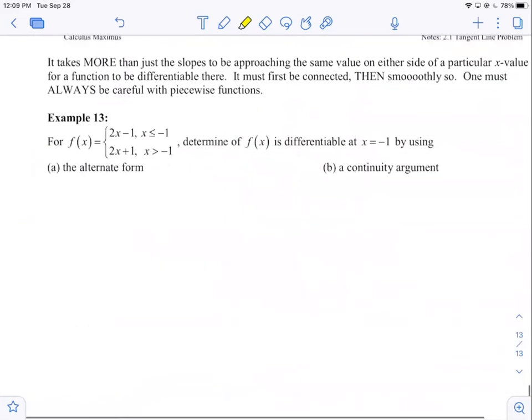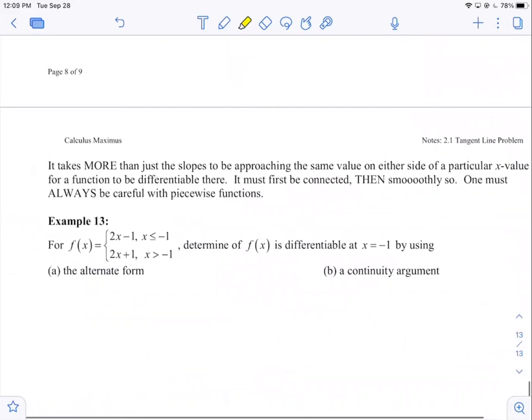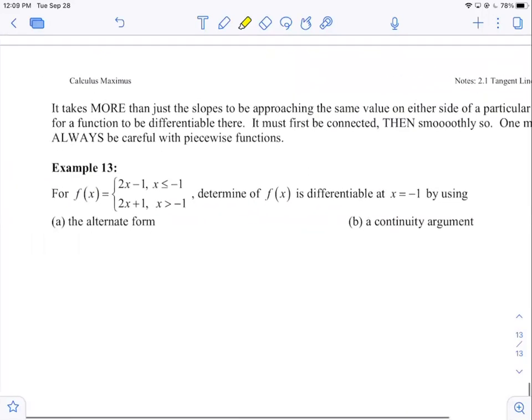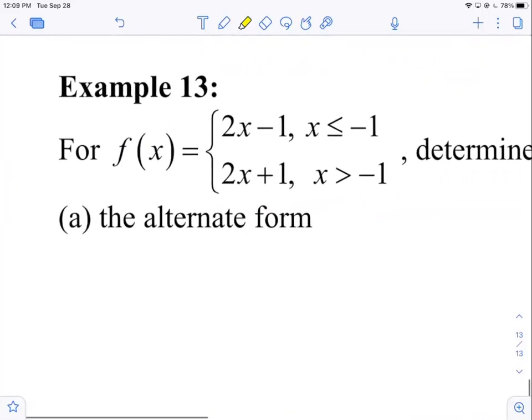All right. So let's look at example 13. It says for f of x equals that, determine if f is differentiable at x equals -1 by using the alternate form and then by doing a continuity argument. So if you look at this, it's a piecewise function. And it's made up of a line with the slope of 2 to the left of -1 and at -1. And it's made up with another line of slope 2 to the right of -1.